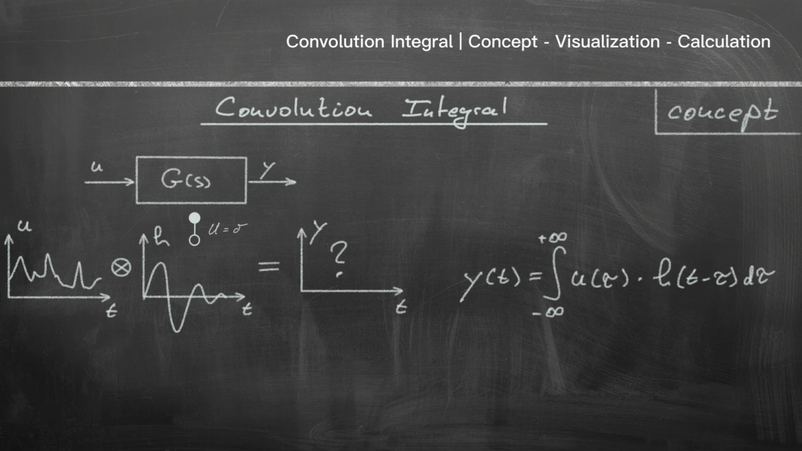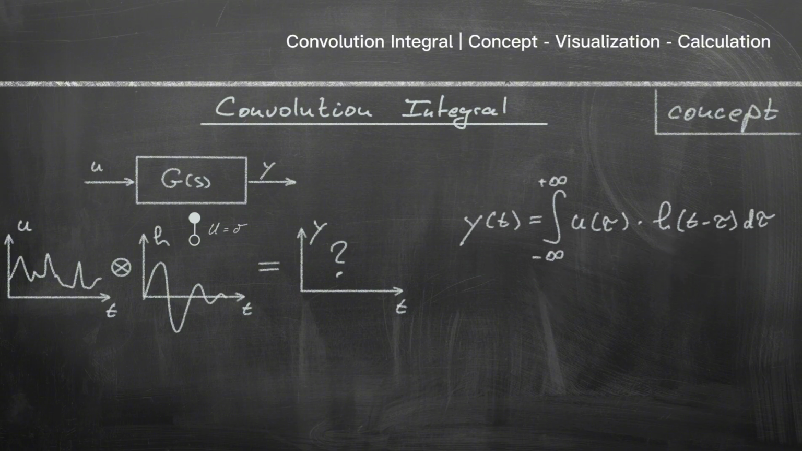We see that the response y of t consists of three components. First, the input signal u, then the impulse response function h, and then the integral. At first, this looks complicated and a bit confusing, I admit, because the equation contains two time variables, t and tau. Don't let that confuse you. It will become clearer in a moment.